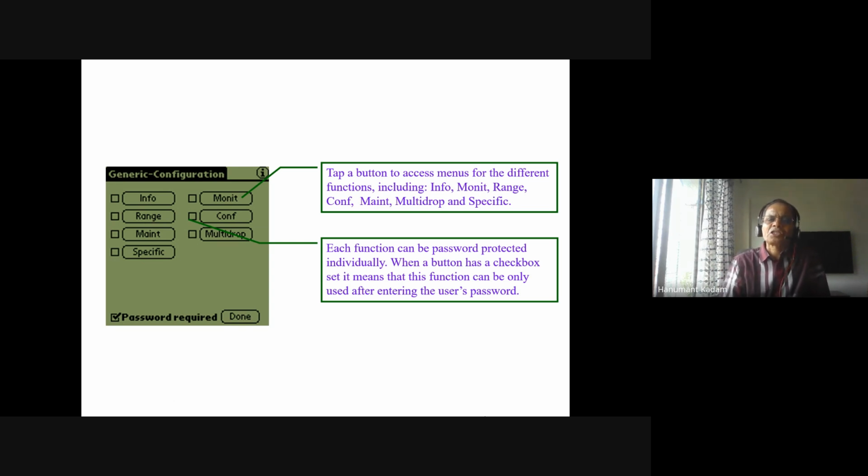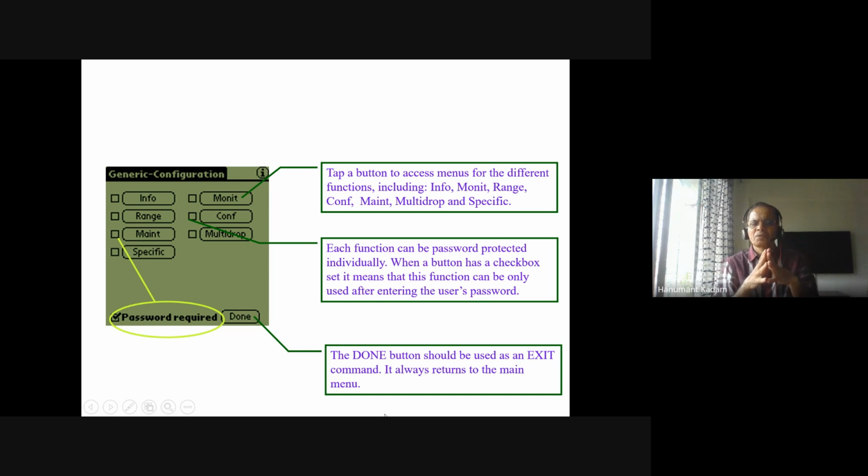Tab button to access menus for different functions: information, monitoring, range, configuration, maintenance, multi-drop, and specification. Each function can be password protected individually. When a button has a checkbox set, it means that the function can be used only after entering the user password. So to avoid misuse, that's all. Password is required.